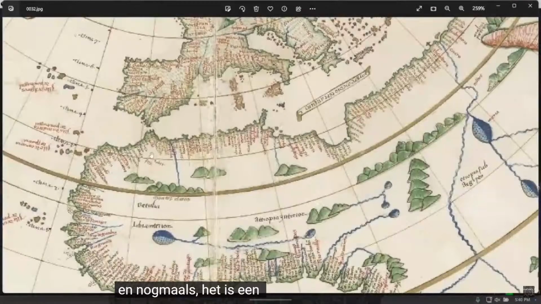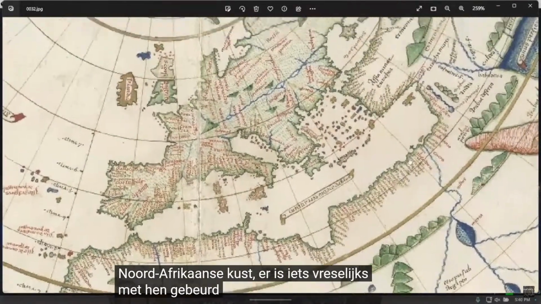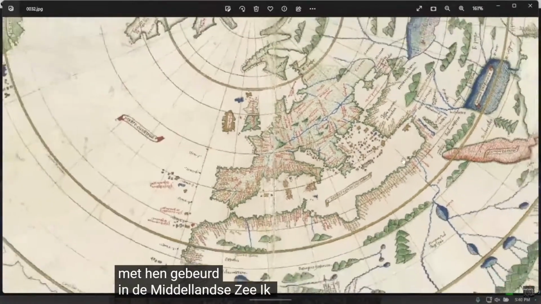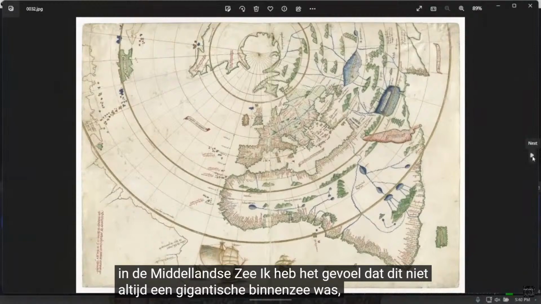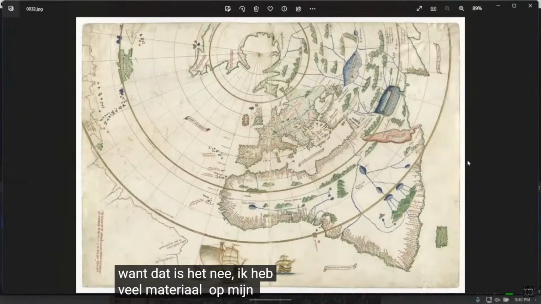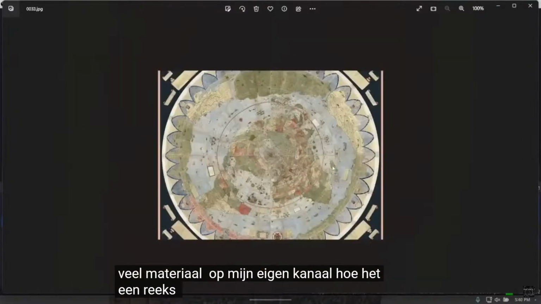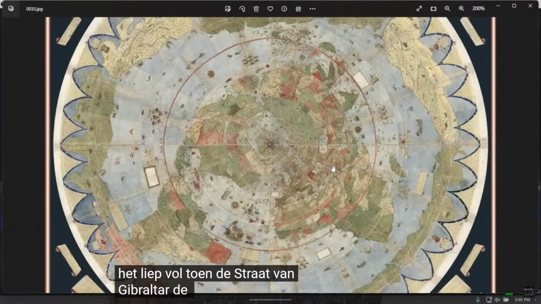And again, it's a really, really populated North African coast. Some terrible thing happened to the Mediterranean. I feel that this wasn't always a giant inland sea, because that's what it is. Nope. I've got a lot of material on my own channel on how it was a series of freshwater valleys, and it filled up when the Strait of Gibraltar... See the Pillar of Hercules over there?